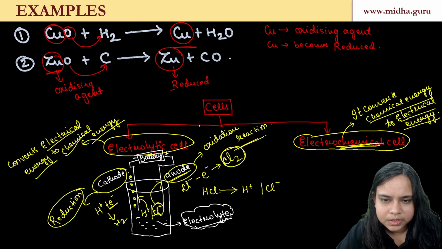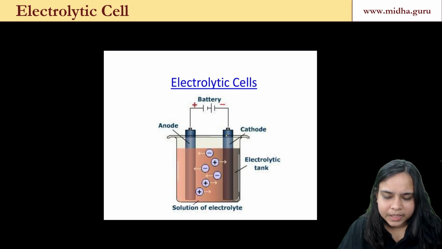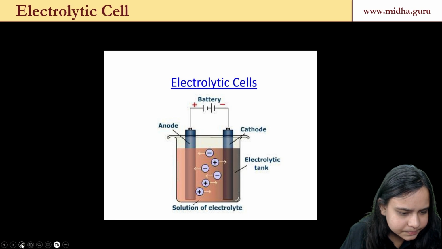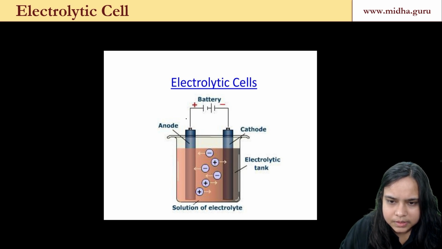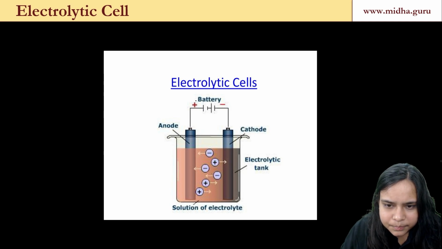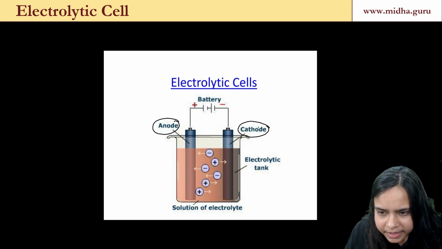Let's connect to the next slide, where we can see a prominent picture of an electrolytic cell. Here, let's connect with the picture. Okay, see, here a battery is connected. The battery's positive terminal is connected to this electrode, hence making it the anode, and its negative terminal is connected to this electrode, hence making it the cathode.